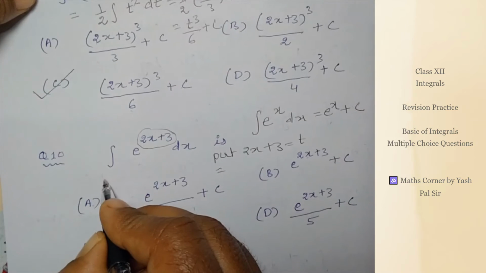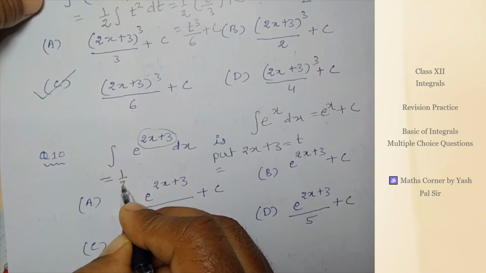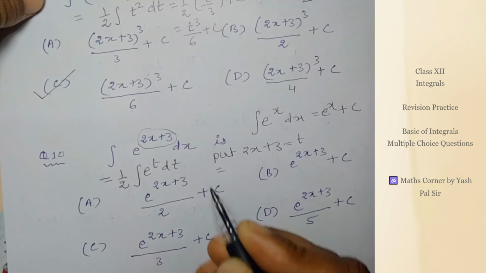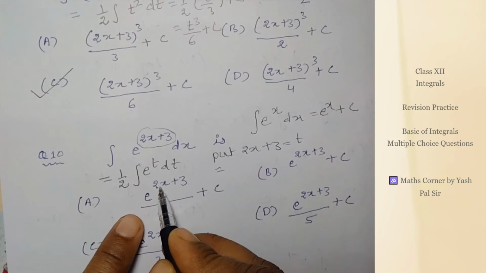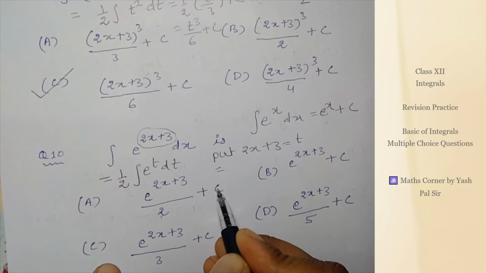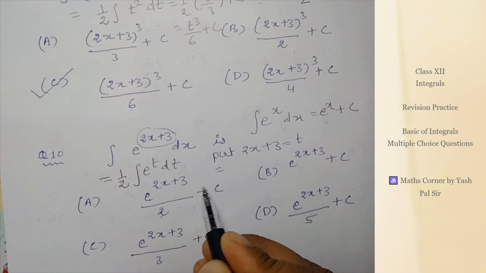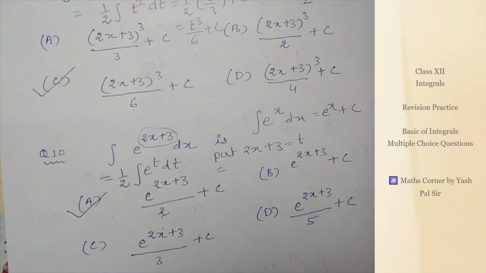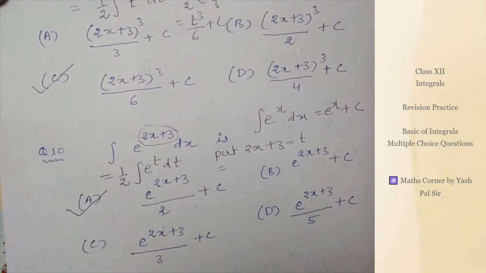So here also we follow the same process, 1 upon 2 integration of e raised to power t into dt. That is e raised to power t upon 2 plus c. So option number A is the right choice.